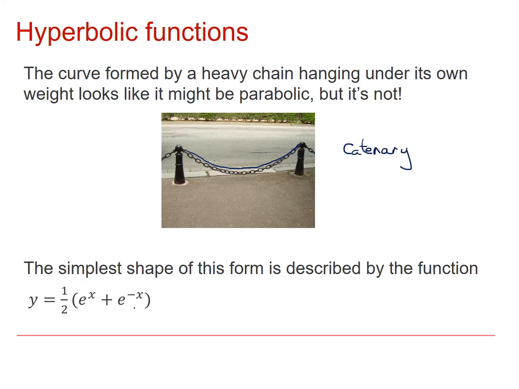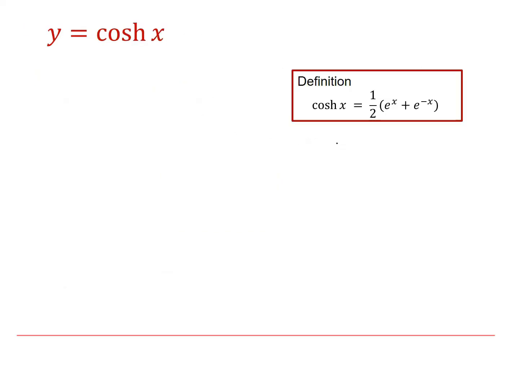The simplest form of this is y is equal to a half e to the x plus e to the minus x. This is actually one of the hyperbolic functions, and as a family of functions they're similar to trig functions in the way they behave sometimes. The next slide will show you that this one is cosh of x, the hyperbolic cosine. Okay, there's the definition of cosh x then.